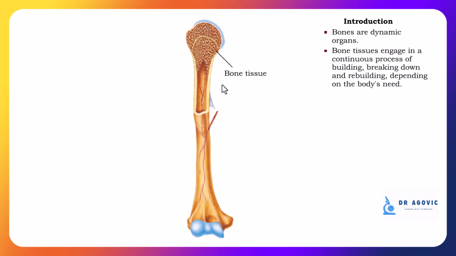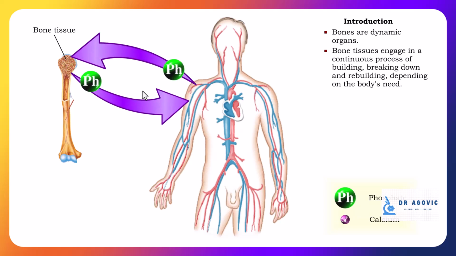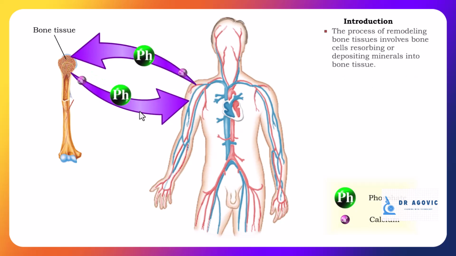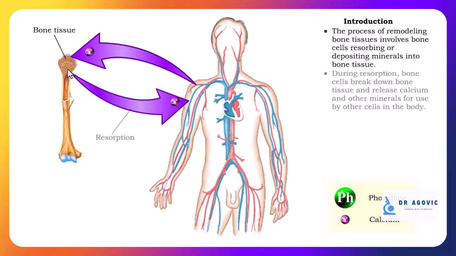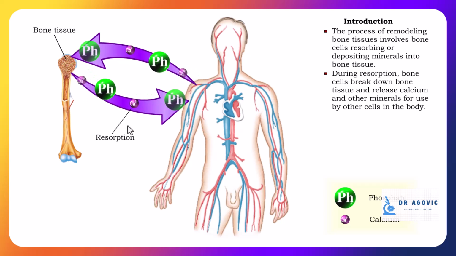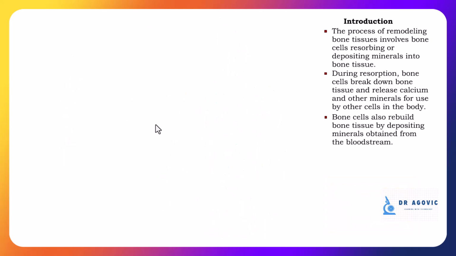Bone tissue is dynamic. It is constantly breaking down and releasing stored minerals and is then rebuilt, again using minerals absorbed by the digestive tract. During bone remodeling, bone cells resorb or deposit minerals into bone tissue. In resorption, bone cells break down and release calcium and other minerals into the bloodstream. To build up bone tissue and maintain homeostasis, bone cells deposit minerals obtained from the bloodstream.